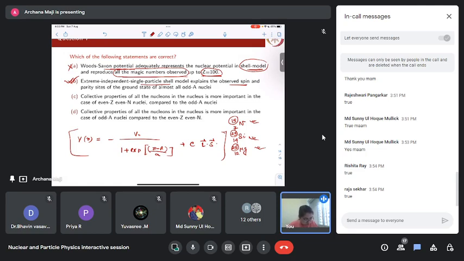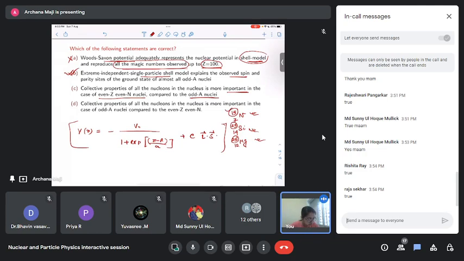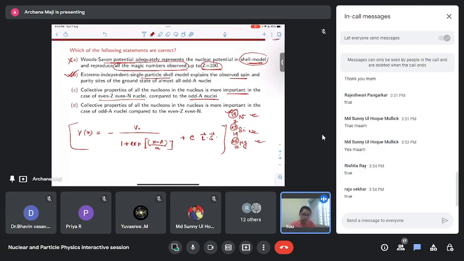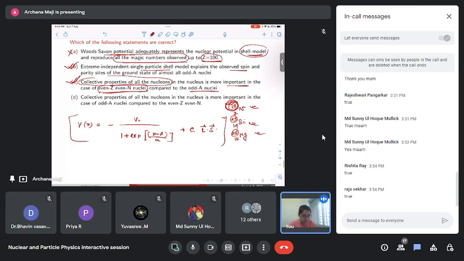C says the collective properties of all the nucleons in the nucleus is more important in the case of even Z even N nuclei compared to the odd A nuclei. Well, so far we have only considered odd A nuclei, and for odd A nuclei we have only considered the unpaired nucleon at the outermost nuclear shell. But if we want to consider this collective property of all the nucleons, if we consider even Z even N nuclei, that means this A will no longer be odd but even, then this collective property of all the nucleons becomes more important. So this is actually true. For even Z even N nuclei that we have not dealt with in our problems, the collective property of the nucleus becomes more important.